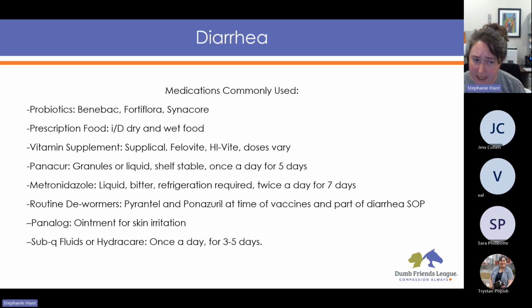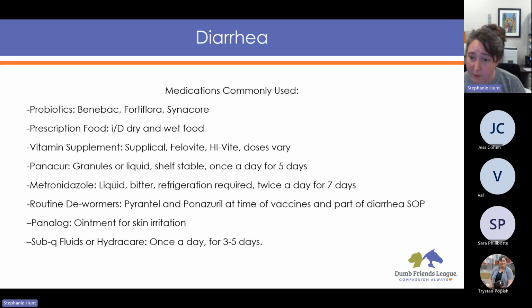We've got 3 different medications that we use specifically in treating diarrhea. One is going to be Panacur. That can come as granules that you mix in with wet food or as a liquid. It is shelf stable, and typically we give it once a day for 5 days. We use Panacur for both cats, kittens, puppies, and dogs.